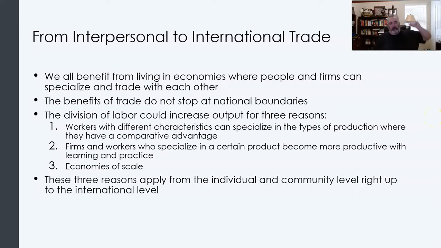We all benefit from living in an economy where people and firms can specialize in trade. I'm not saying that we haven't benefited as well, right? We certainly have.